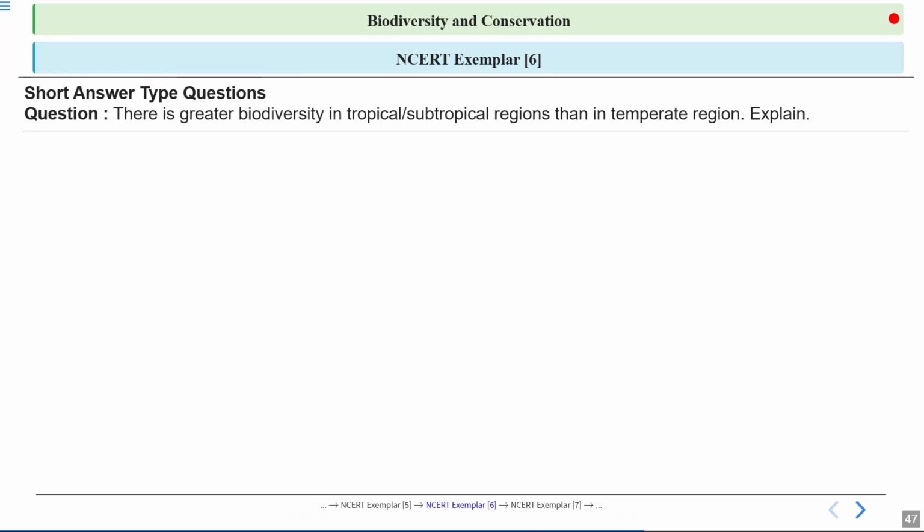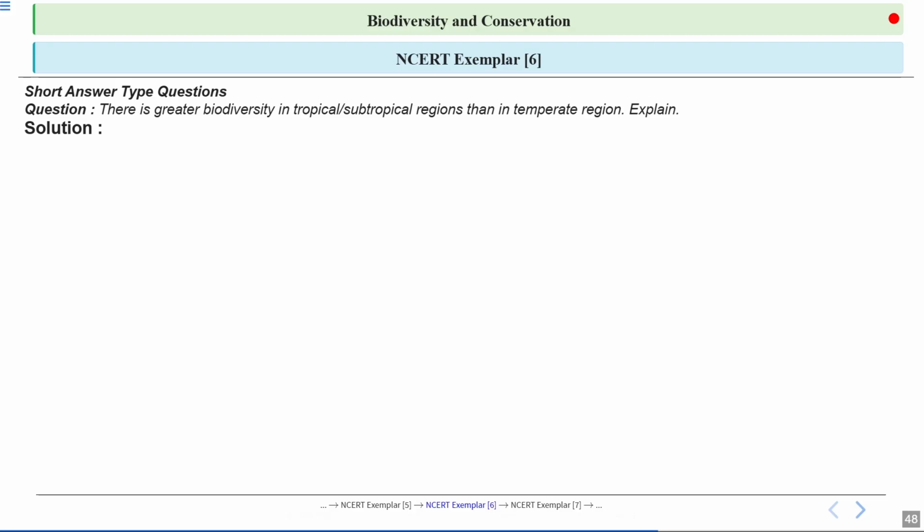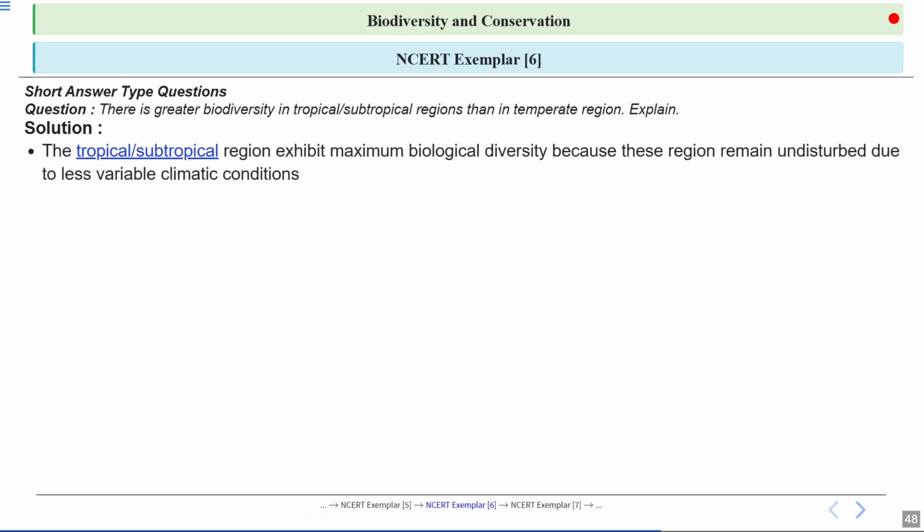Next question is, there is a greater biodiversity in tropical and subtropical regions than in temperate regions. You have to explain this. Let's have a look at the answer. The tropical and the subtropical regions exhibit maximum biodiversity because these regions remain undisturbed due to less variable climate conditions. So, the tropics had a longer evolutionary time for species diversification.